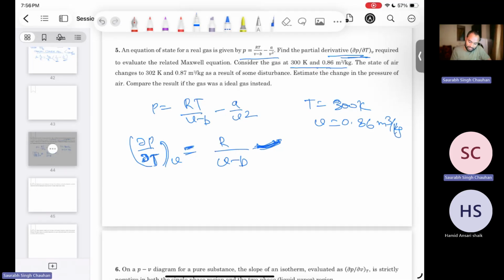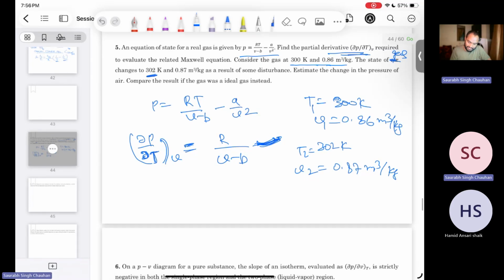Then it is saying that the state of the gas changes from 300 Kelvin to 302 Kelvin. So this is T2, and V2 is also given, 0.87 meter cube per kg. Because of some disturbance, we have to estimate the change in the pressure of this gas.